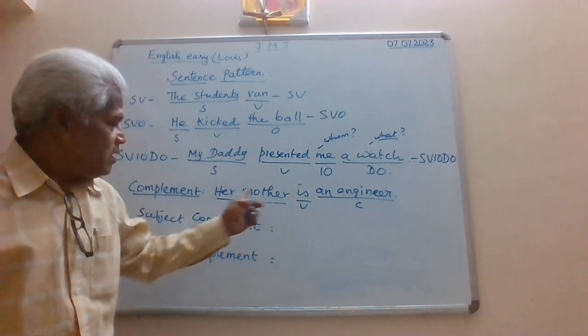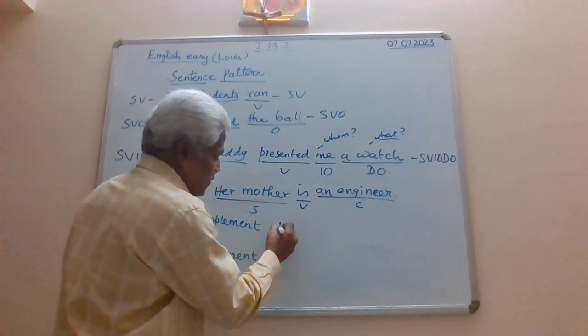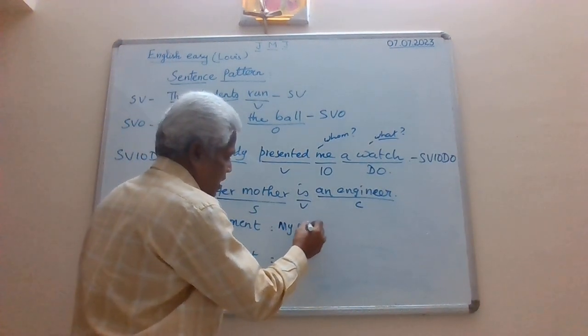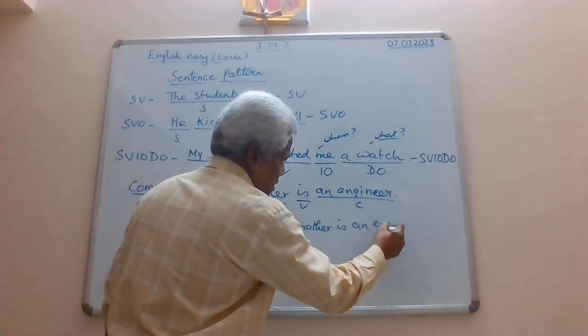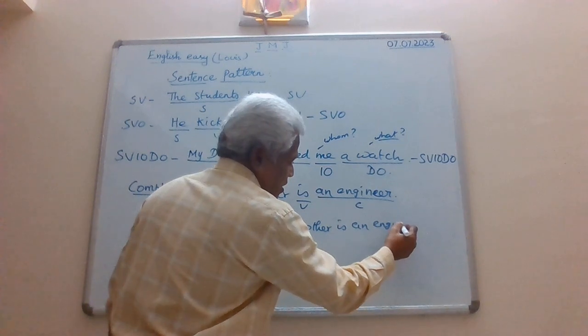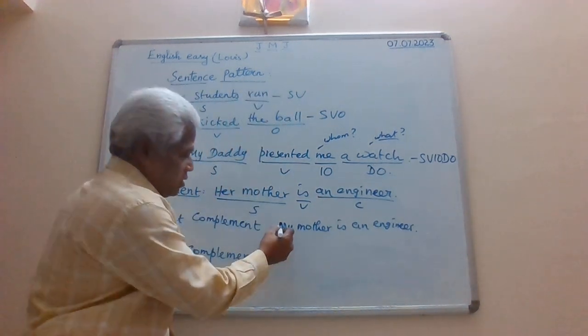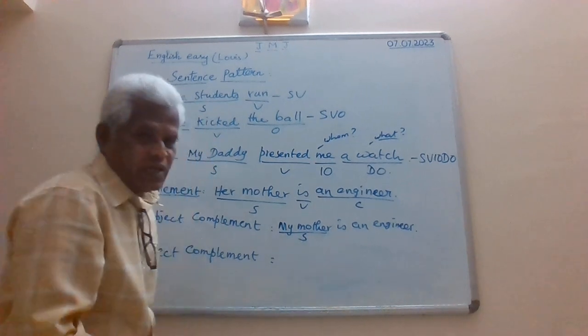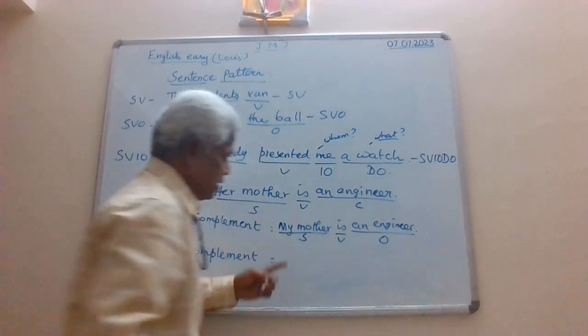See? Now what is your verb here? My mother is an engineer. Let me write the same sentence here. My mother is an engineer. Okay, now we know my mother is a subject, is is your verb, and engineer is an object.